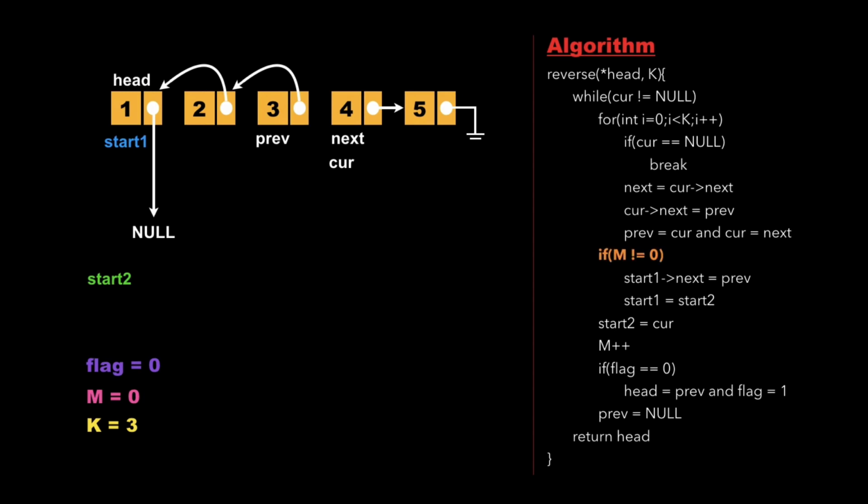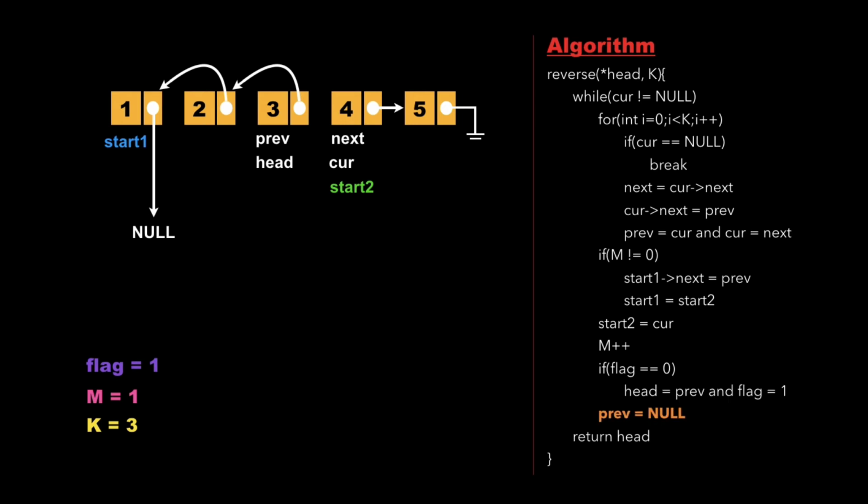So we exit the for loop and check the condition whether m is not equal to 0. Since the value of m is 0, that is, we have encountered just the first group, we update the value of start2 as current. So now start2 points to the node 4, and we increment the value of m, that is, we have completed one group. Then we check whether flag is equal to 0. Since flag is equal to 0, we update the value of head as previous and flag as 1.